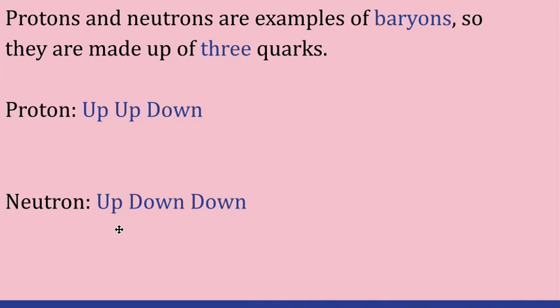Protons and neutrons are examples of baryons. So they are made up of 3 quarks. A proton is up, up, down, and a neutron is up, down, down. Sometimes it'll be written like this. Actually, this one is most common, just the first letter of each quark. So UUD and UDD. That is something you're going to have to memorize. You have to know the quark composition of the proton and the neutron. It might come up on the Regents.